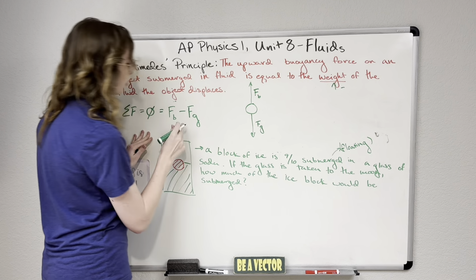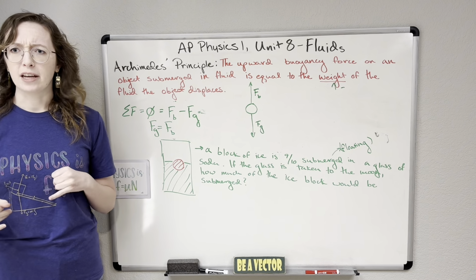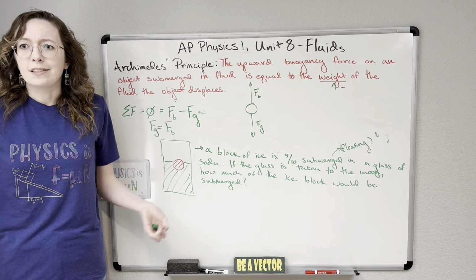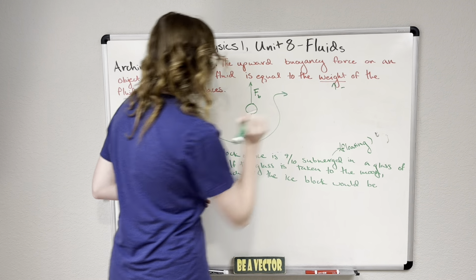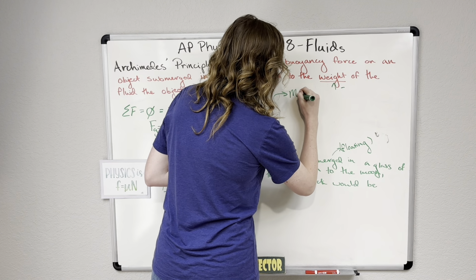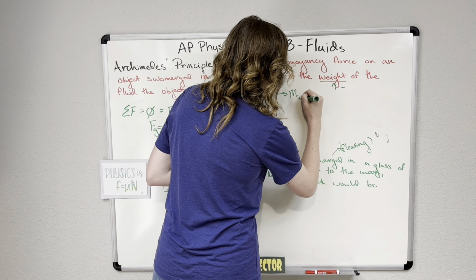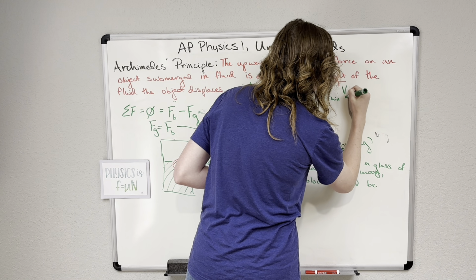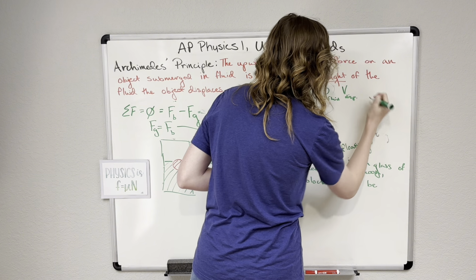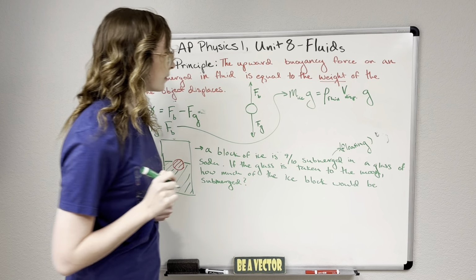Well, what is the force of gravity on my object? What's the force of gravity on my little ice cube? Well, it's just the mass of my ice cube times the acceleration of gravity, right? So let's take this guy over here. So we know the mass of our ice times the acceleration of gravity is equal to our buoyancy force, which we now know how to calculate because we just learned about it. So let's write a little equation for our buoyancy force. That's the density of our fluid times the volume of our displacement times the acceleration of gravity.